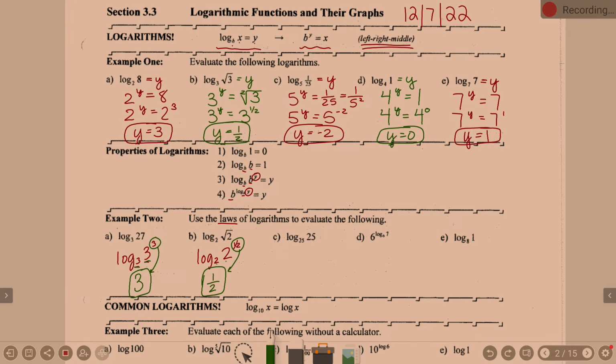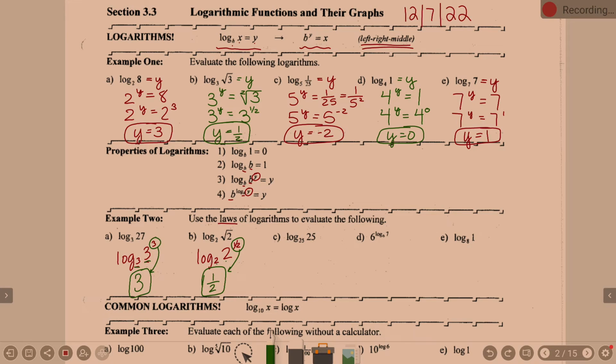So that's property 3. Both A and B fall into the property 3 category. In other words, if you see a base and you can rewrite the inside of the log with the same base, you can use that property every time.